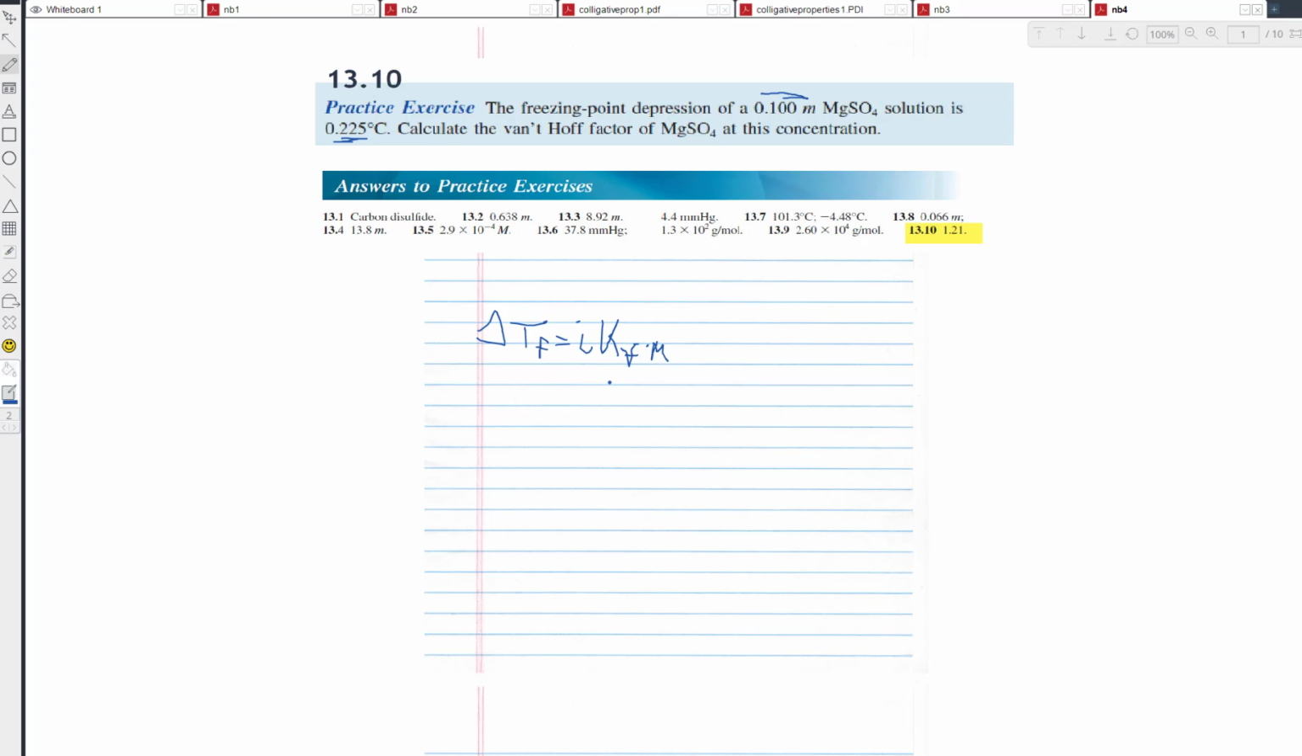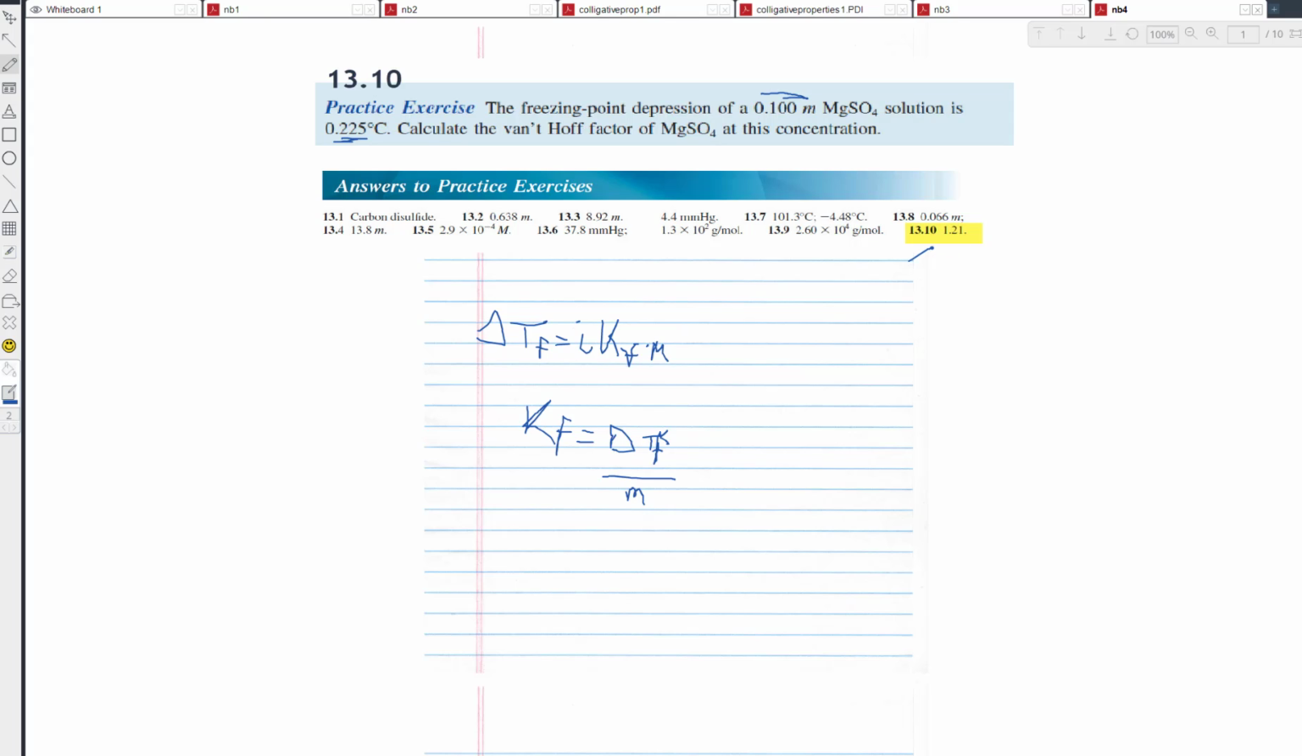But what's KF? First I'll have to solve for KF. So I solved for KF equals delta TF over just the molality without the i in the equation. I got the value for KF and tried to fit it back into the equation, and it didn't work.